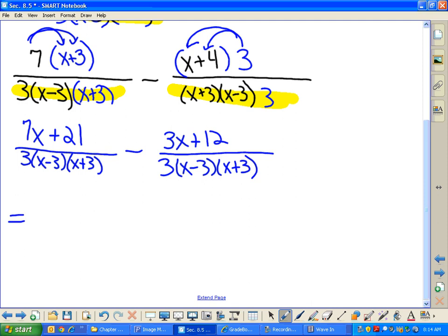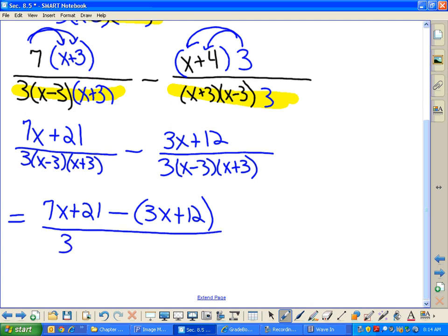When I subtract these two fractions, here's how that's going to look. Bring down the first numerator, and we're going to subtract the entire second numerator. So I put my second numerator in a set of grouping symbols. That way I don't make any sign mistakes. And then it's a fun fact that you now need to sort of distribute that subtraction through.